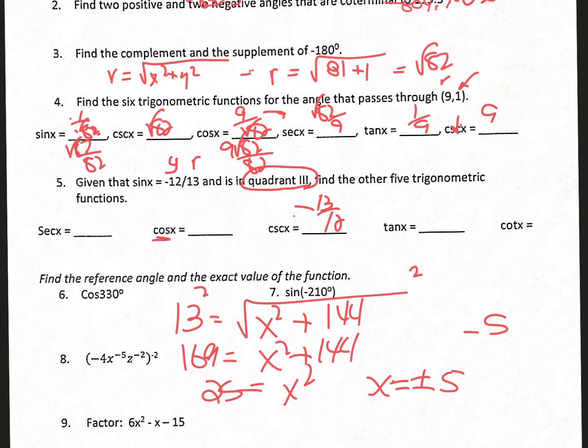Cosine, remember, is x over r. I just found out my x is negative 5. My r is 13 from up here. Negative 5/13. Secant is reciprocal of cosine. Tangent is y over x. I know y is negative 12. X is negative 5. They're both negative, so it's going to be positive 12/5, which means cotangent is 5/12.